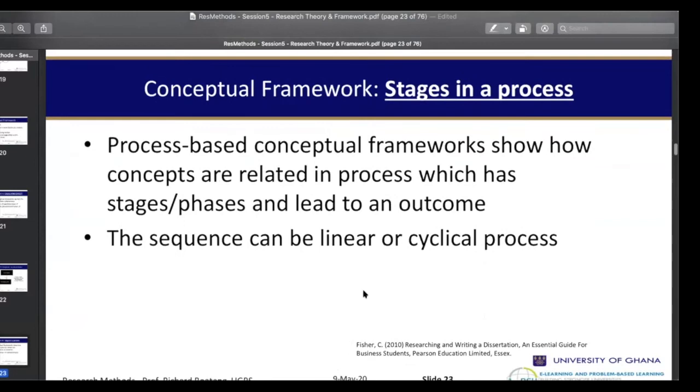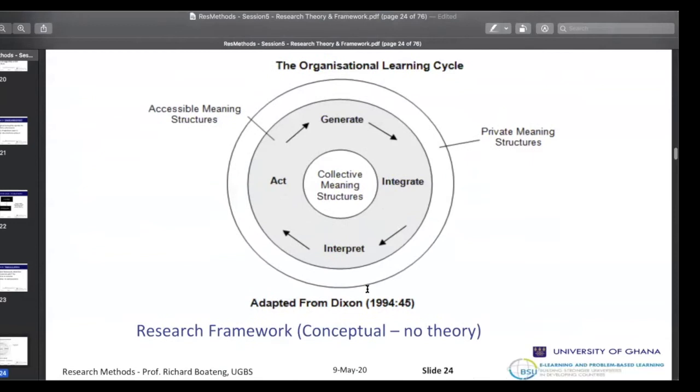Stages in the process model, which can be a linear process or a cyclical process. So this is an organizational learning cycle, which was formulated by a person called Dixon. Organizational learning theory is a framework that tries to explain how people learn within organizations. This is built out of what we call the theory of meaning structures, which was developed by MacLean in his PhD. Then Nancy Dixon, a senior scholar, took that theory and expanded it to develop the organizational learning cycle.